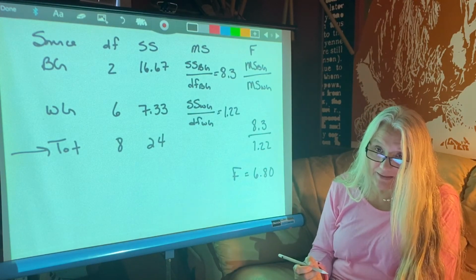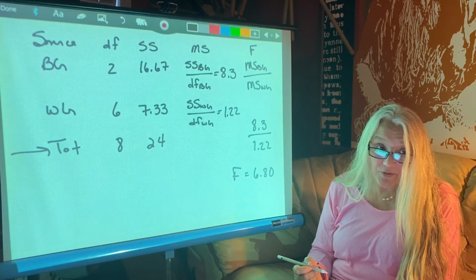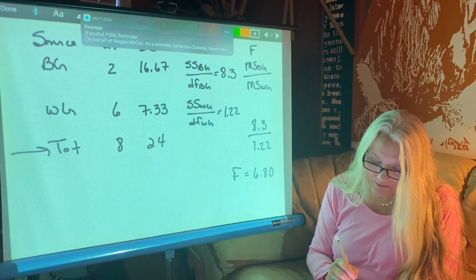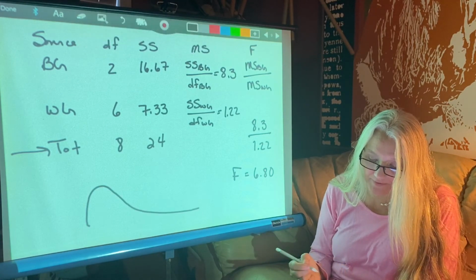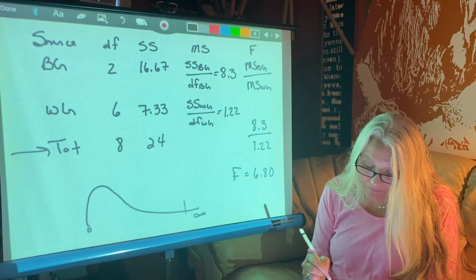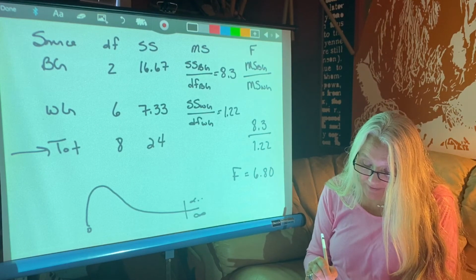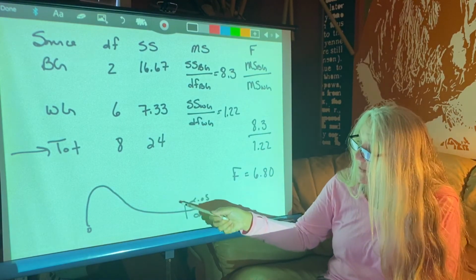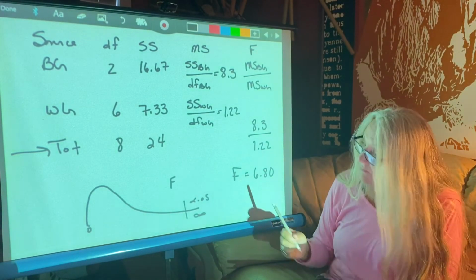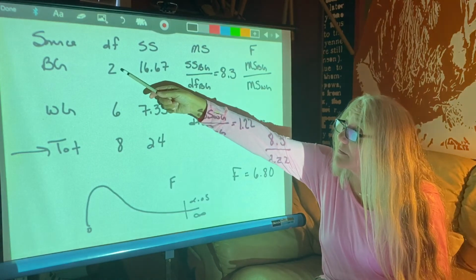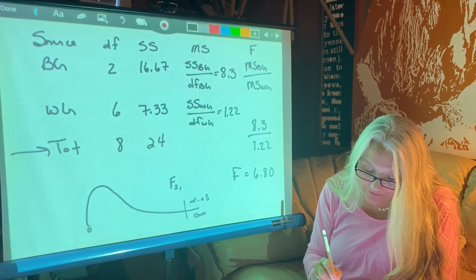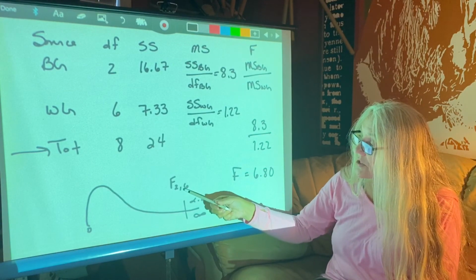Now we need to get the table of critical values for F so that we can look up what the critical value for F is. And remember that we're going to look it up. So here's 0, here's infinity, and somewhere over here with alpha 0.05 in the tail is a critical value. And it's going to be a critical value that we look up on 2 degrees of freedom for between groups and 6 degrees of freedom for within groups. So 2 and 6. We need to pay attention to 2 and 6.